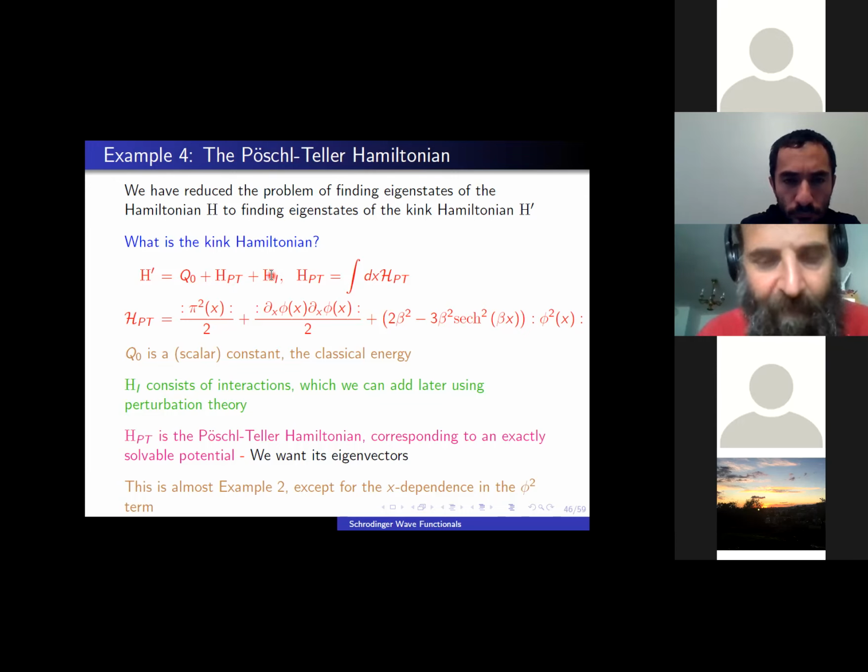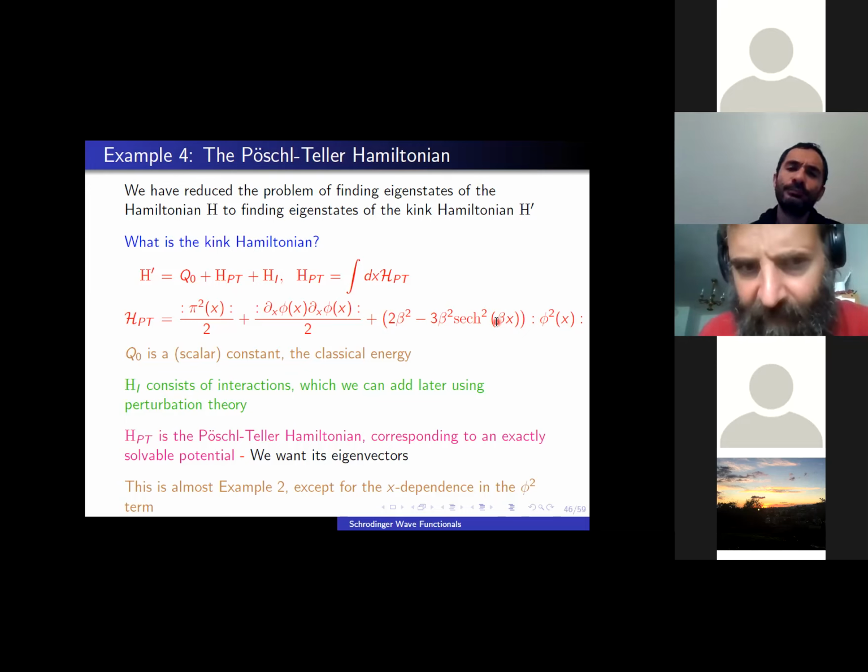Now, we remember from example 3 that interaction terms are easy to do. You deal with them in perturbation theory. It takes some work, but it's straightforward conceptually. So all the thought comes into the part which doesn't have any interactions, this Pöschl-Teller piece. And this looks a lot like our example 2, except that the mass is now dependent on x. So what do we do about that?